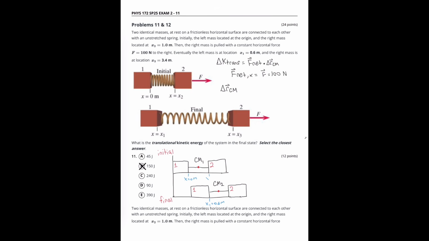This is x1 equal to 0. This is x2 equal to 1.0 meters. And this is x3 equal to 3.4 meters. From that, we can say the center of mass 1 is equal to our average of x1 plus x2 divided by 2, which is equal to 0 plus 1.0 meters divided by 2, and that is simply 0.5 meters.